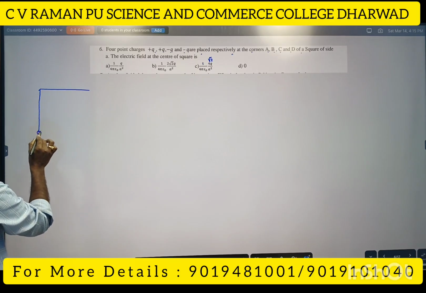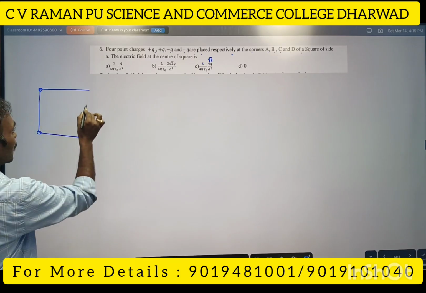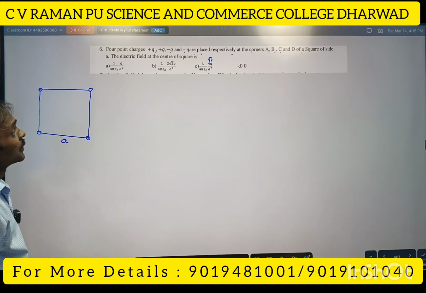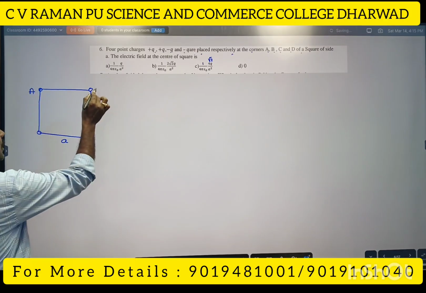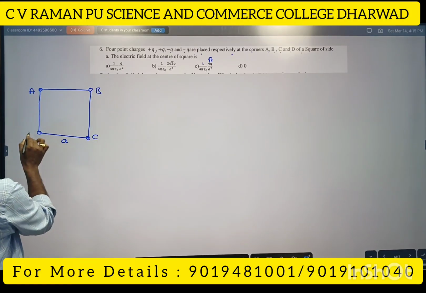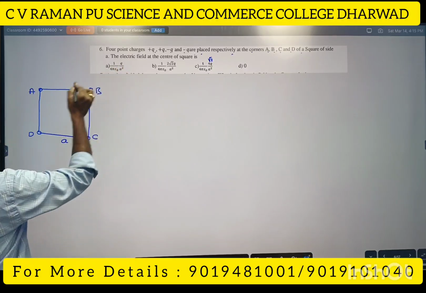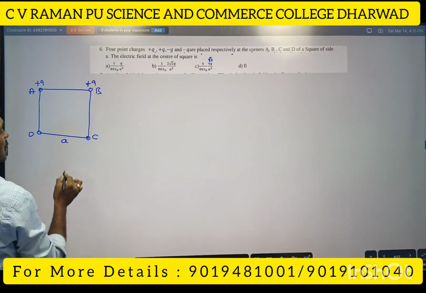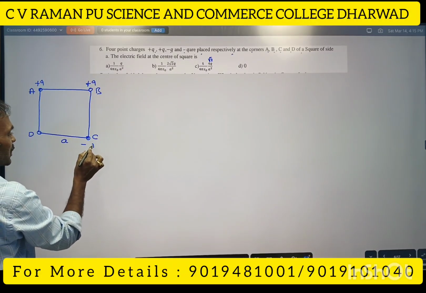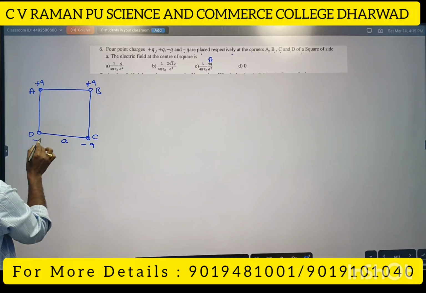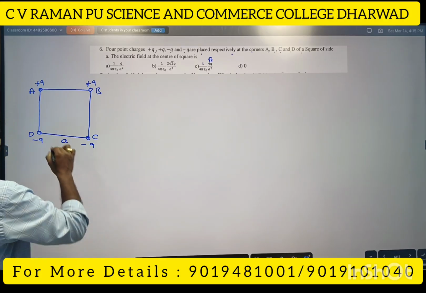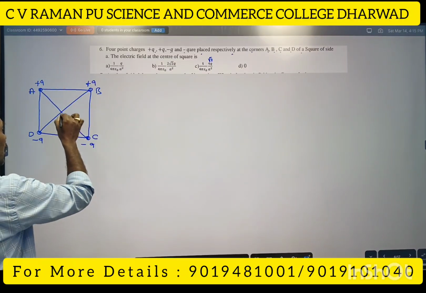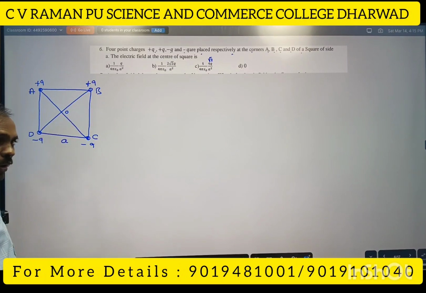Here it is a square of side A. The charges are placed at the 4 corners A, B, C, D. At A, plus Q charge. At B, plus Q charge. At C, minus Q charge. At D, once again minus Q charge. Now here we need to calculate the total electric field at the center of the square.